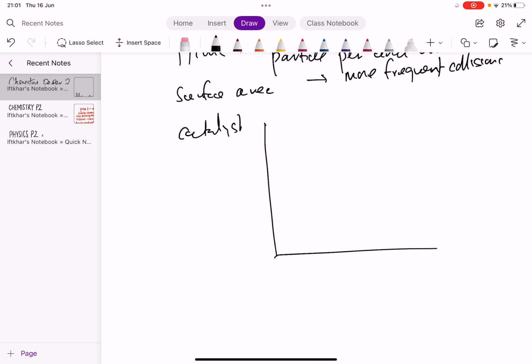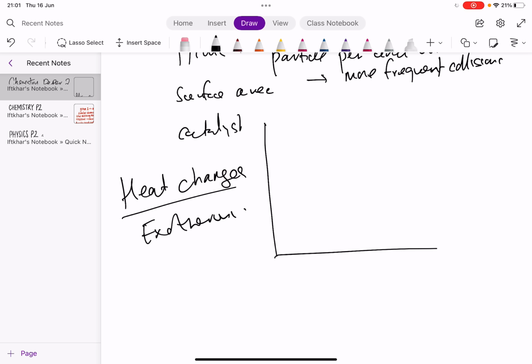I'll talk about reaction profiles next, because next we're looking at heat changes. Reactions can be exothermic and they can be endothermic. An exothermic reaction means heat is released. Temperature of the surroundings goes up. An endothermic reaction means heat is absorbed, temperature of the surroundings goes down.